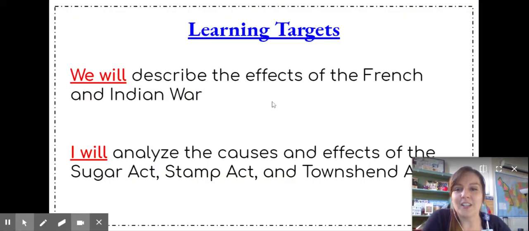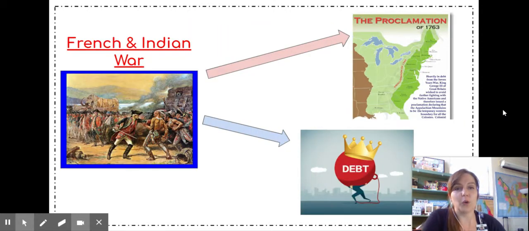Today's video is just going to be a quick rundown of the effects of the French and Indian War. We're going to find out how the French and Indian War is actually going to be one of the major causes of the next war called the American Revolution. So we'll see how that happens now. All right, so our learning target is to describe those effects of the French and Indian War.